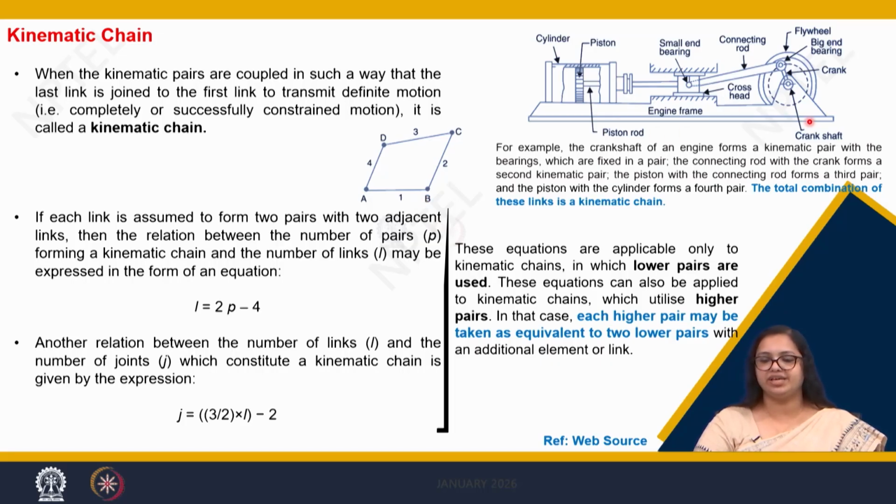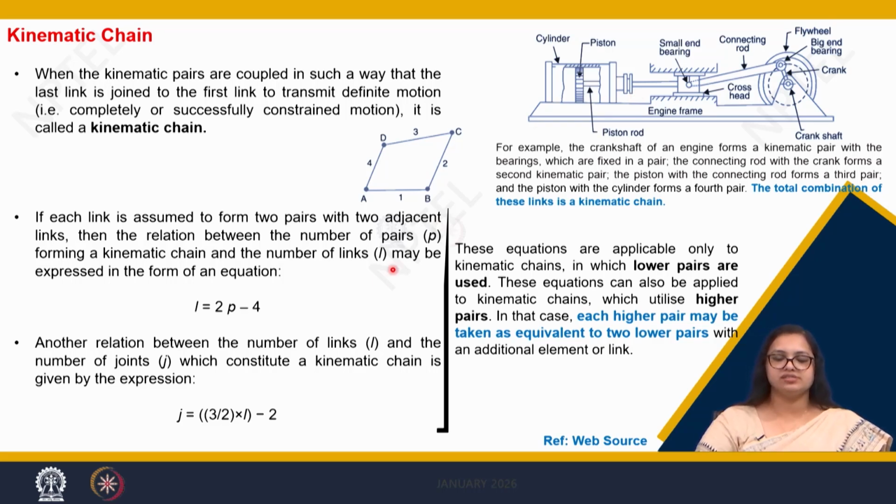As we can see in the example here, the engine frame is our first link, our crank is the second link, the connecting rod is the third link and the piston is the fourth link. The cylinder is attached to the engine frame, which becomes a part of the first link. So here our first link and last link are connected in a way that a definite motion can be transmitted. What is the definite motion here? It is the rotation of the crank giving a reciprocating motion of the piston inside the piston cylinder arrangement.